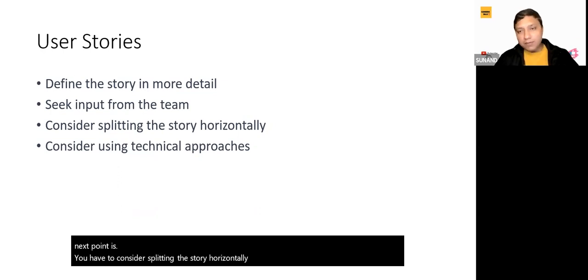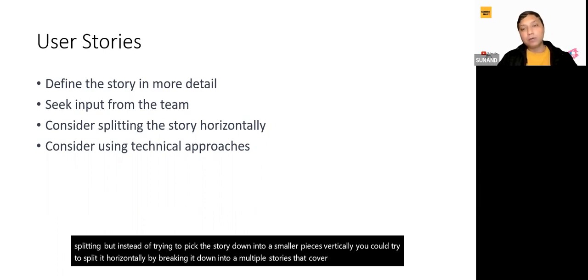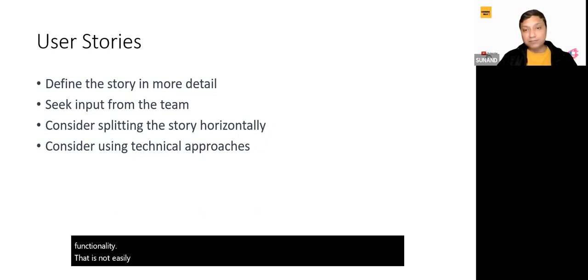Now, everyone is aware of vertical splitting, but instead of trying to break the story down into smaller pieces vertically, you could try to split it horizontally by breaking it down into multiple stories that cover different parts of the functionality. This can be a useful approach if the story covers a lot of different functionality that is not easily divided into smaller pieces. This is one of the approaches which you can take.